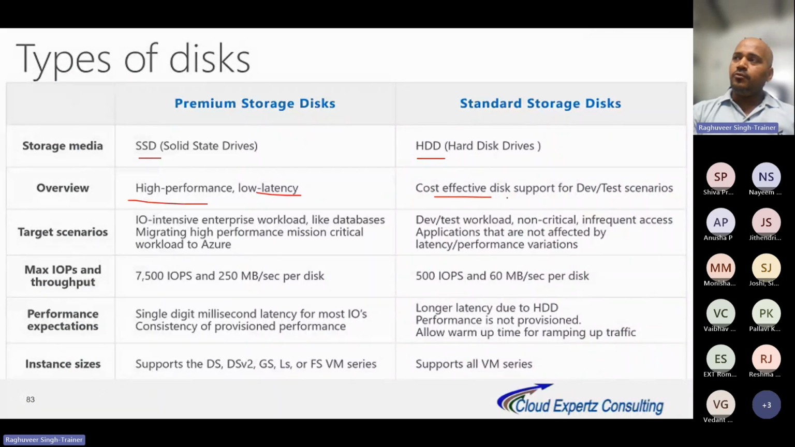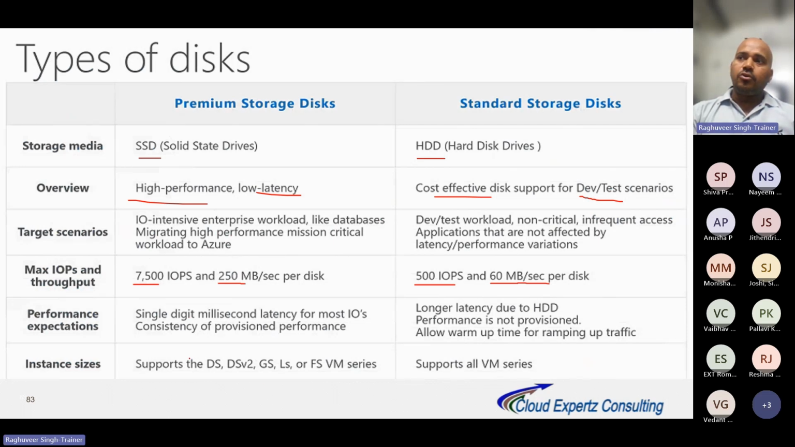They are cost effective and primarily meant for dev test environments, not for production because their performance is very limited. It is like 500 read write requests per second that they provide. So you can see here 500 IOPS, which is 500 input output per second, and 60 megabytes per second of disk. I say per second, it only supports read and write of 60 MBs of data. However, premium supports 250 megabytes per second of read write plus 7,500 IOPS, which means 7,500 concurrent input and output, read and write requests it can support.